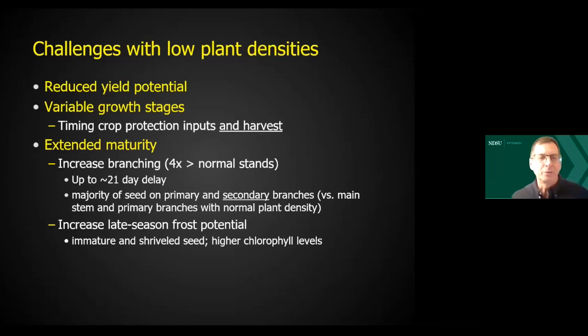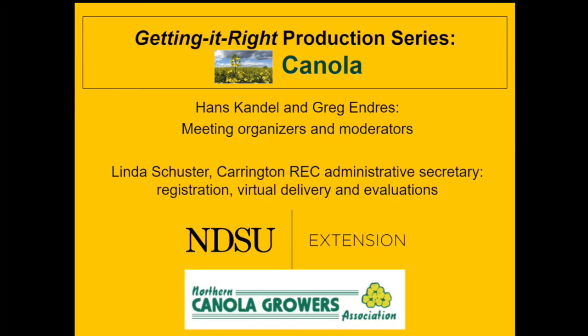And then finally, with extended maturity, it just increases the potential of frost hitting us as we approach harvest. Certainly, we would expect more immature seed, shriveled seed, higher chlorophyll levels, and ultimately be aware of a reduced yield and possibly market grades.